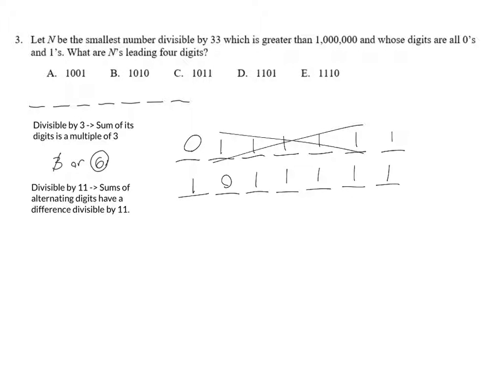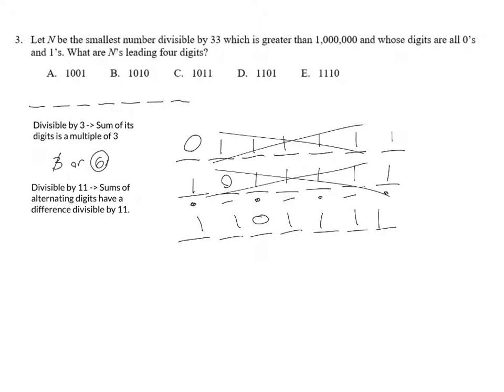We also know that it can't be the second digit, because then if we look at the alternating sums of digits, if we start with the 1, we've got 1 plus 1 plus 1 plus 1, which is 4, and the other 0 plus 1 plus 1, which is 2. 4 minus 2 is 2. It's not a multiple of 11, so we know that this can't be it either.